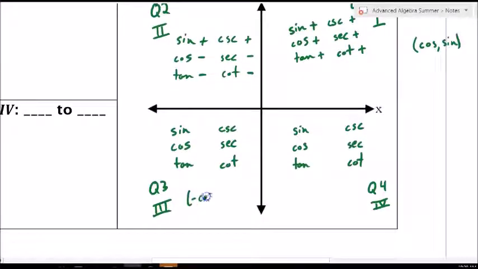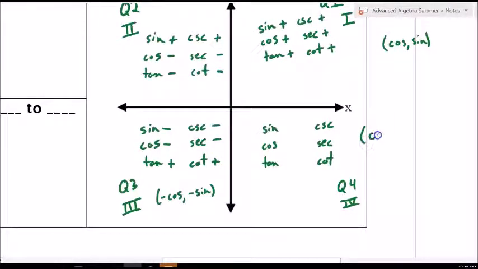Quadrant 3, this is where we have all our negatives, all of our cosine and all of our sine values are negative. So sine and cosine are negative. If these are negative, so are these. Tricky part here, tangent. If I do sine over cosine, well, negative over negative gives me a positive. If this is positive, so is cotangent.